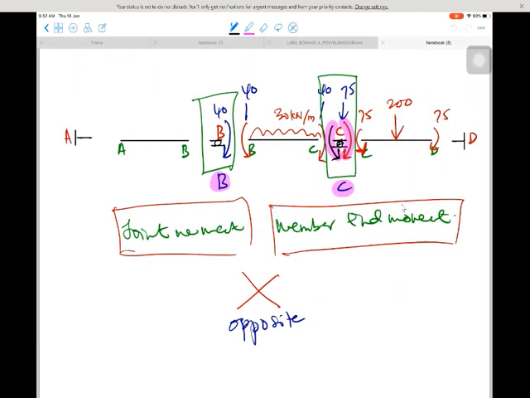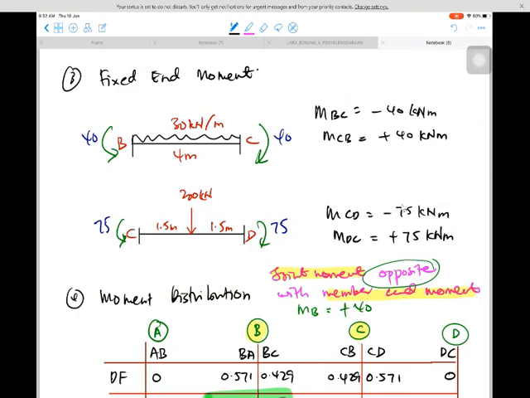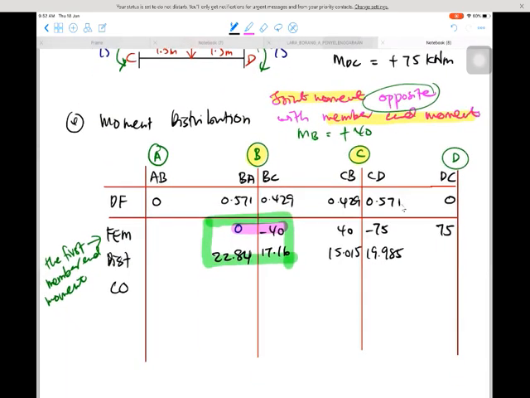Based on the concept, the joint moment and the member end moment are always opposite. The moment that we distribute is actually the joint moment and not the member end moment.